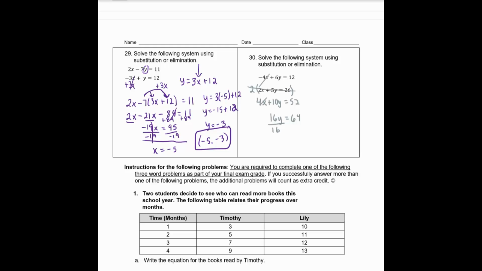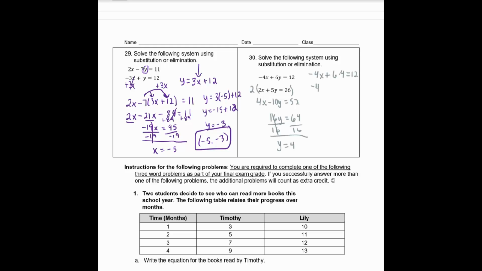So I divide both sides by 16. And I get that y equals 4. Then I plug that back in. When I plug it back in, I need to pretend like I didn't mark all this out. So any of these three are fine to use. I just need to decide which one I want to pick. I like to pick the first one personally, but it really doesn't matter.